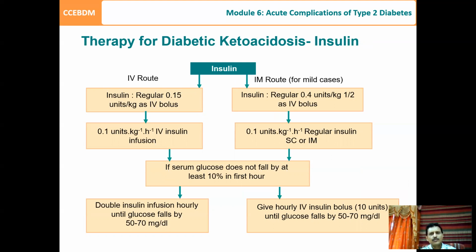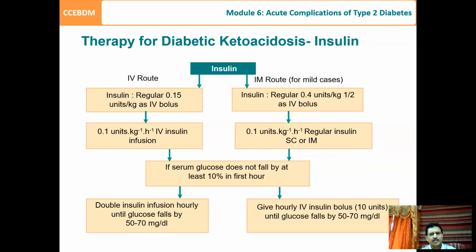So give insulin infusion. How much is the dose? As I've told you, a standard dose is 4 to 8 units per hour. You can calculate on the basis of body weight: 0.1 unit per kg per hour, that is the dose. So a 40 kg boy will require 4 units per hour, and an 80 kg man will require 8 units per hour. Very simple. So give 4 to 8 units of insulin per hour as an IV infusion.